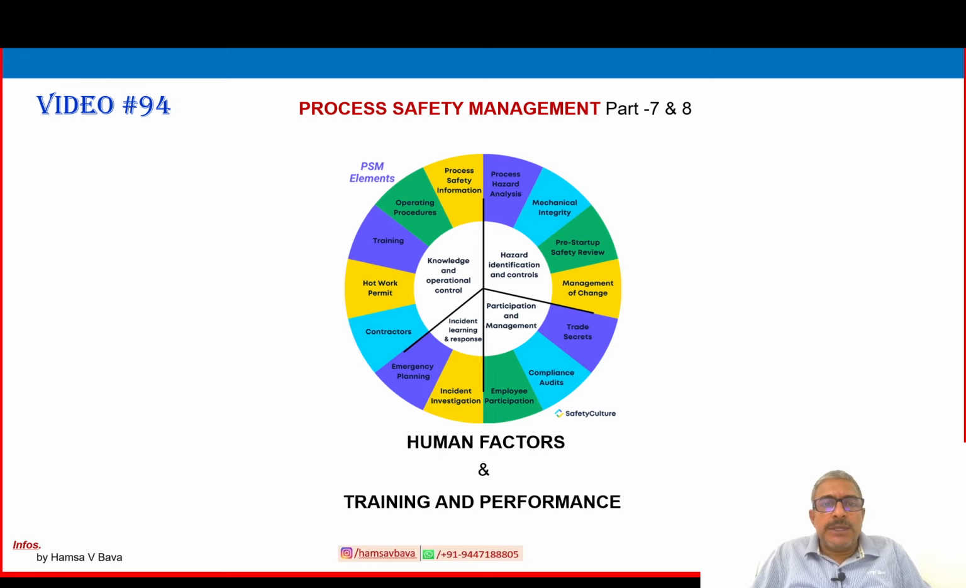Today we are discussing process safety management part 7 and 8. Hope you have seen PSM part 1 to 6, which we have published here earlier. In part 7 and 8, we are discussing human factors and training and performance, some of the key important factors in process safety management. Let us discuss the important information from human factors and training and performance.